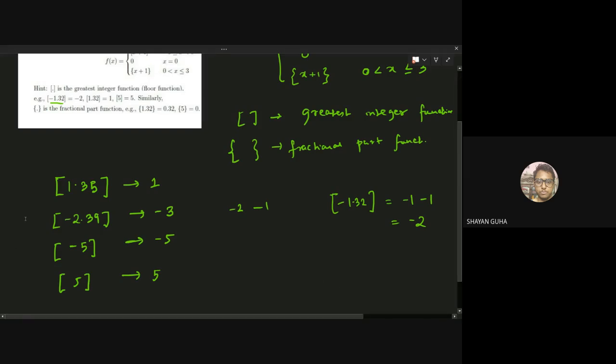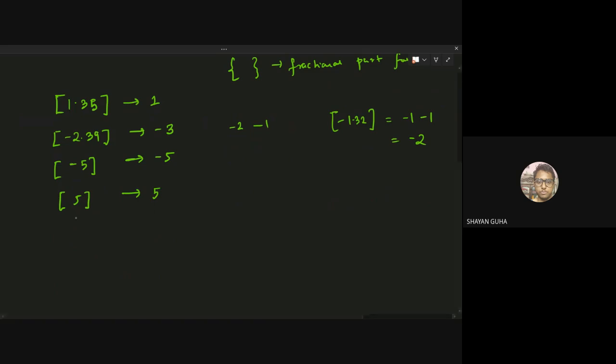The next part is the fractional part. Now what does the fractional part do? The fractional part behaves somewhat in the same way. For example, if I have an integer value, let's say I have here 8, it will take the integer and give me the same value.